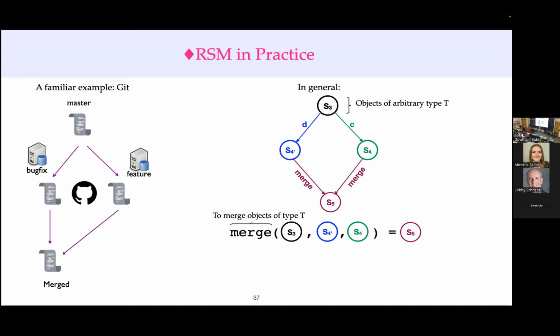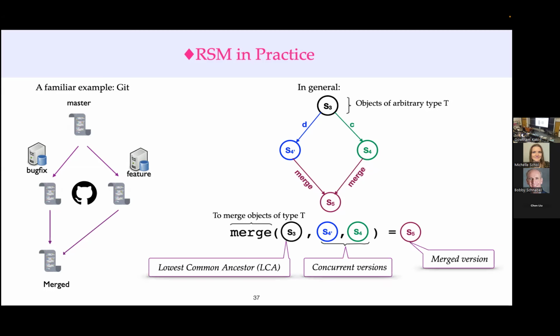So if you want to do this in general, right? We want to replicate this merge semantics for objects of any arbitrary type, right? So we have objects of any type, and there should be a function that should be able to merge two concurrent states or versions of the object, given the common ancestor version of that object, right?